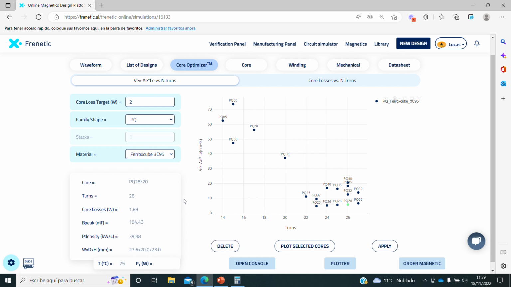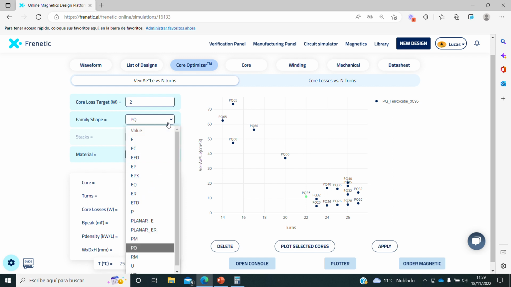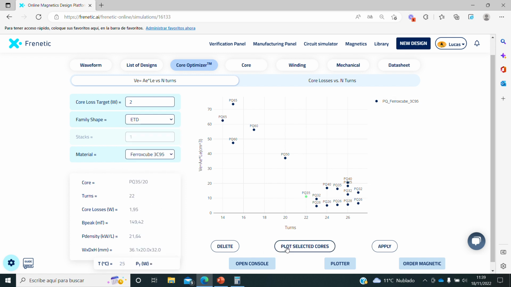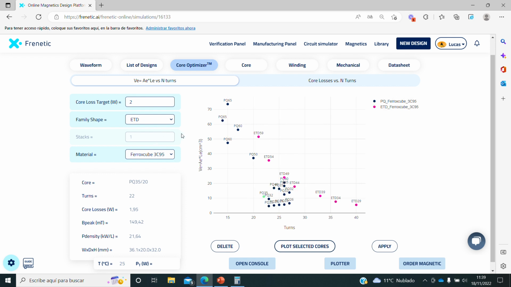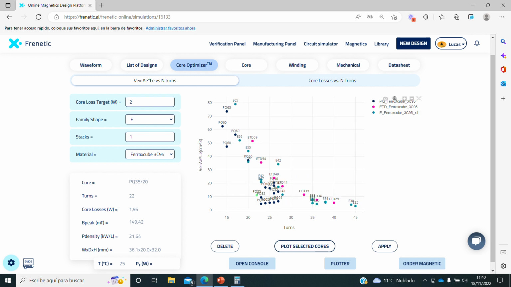So here in this graph, we can very easily analyze many different cores and compare them, how many turns we will need, because we know that the bigger the turns afterwards, the higher the winding losses. And we can compare different families. For instance, I have some PQ, but we can also plot an ETD or an E-core or whatever family. We can compare and see what other cores are available in the market and what number of turns we need in each of them.